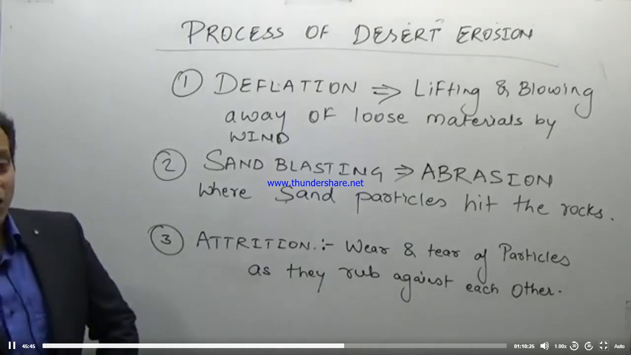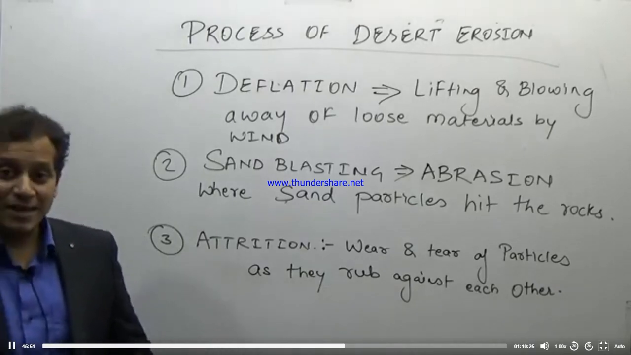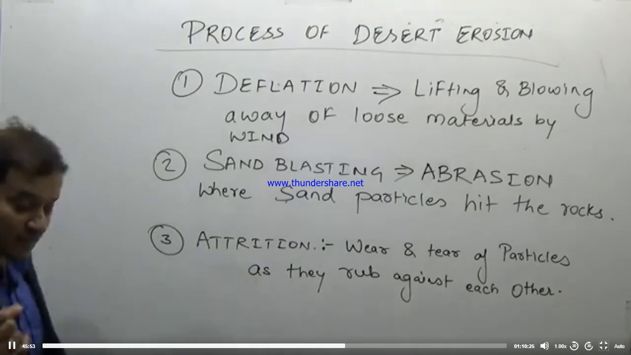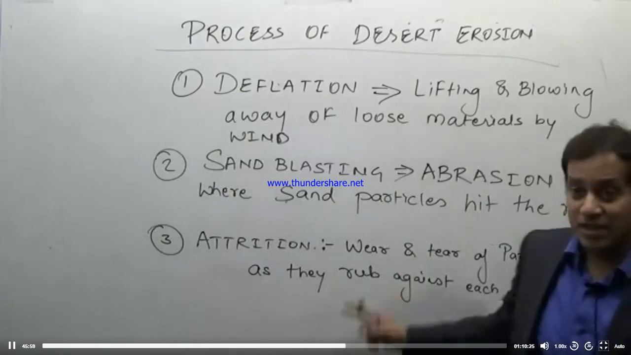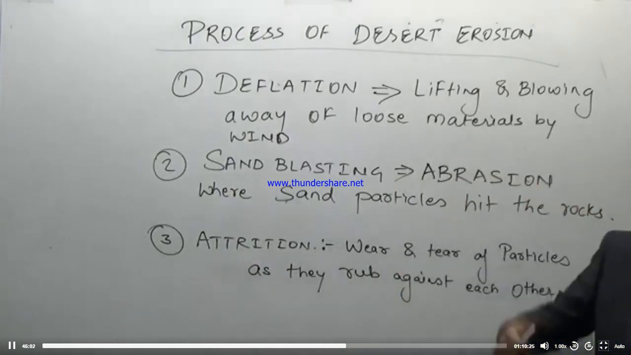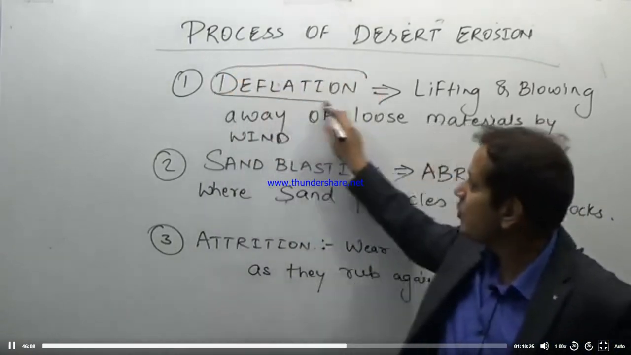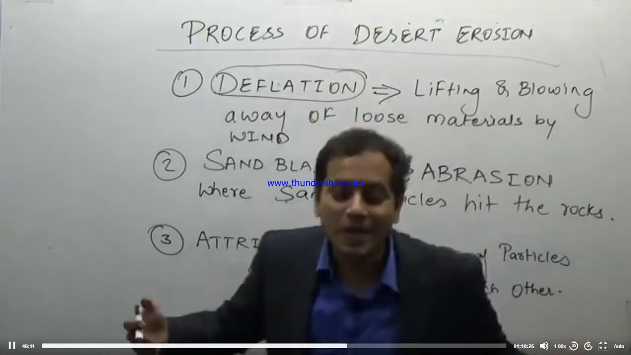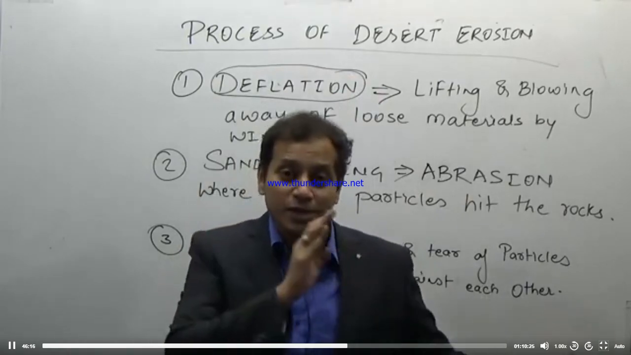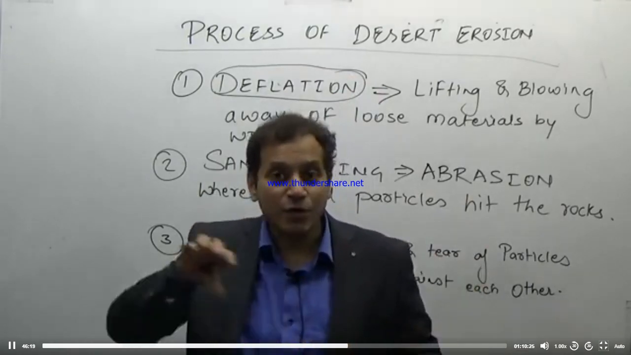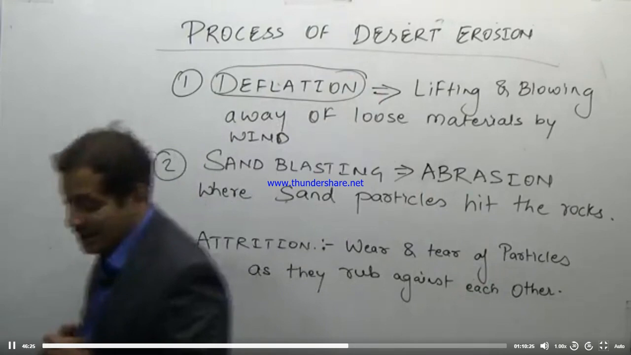Now you find the odd one out. Sand blasting or abrasion, was it present in the fluvial cycle of erosion? Yes, it is present even in the wind. Attrition, was it present in the fluvial cycle of erosion? Yes, it is present even in the wind. What is different here is deflation. What was different in the fluvial cycle of erosion was solution. Wind cannot dissolve, water cannot deflate. So remember, wind is associated with deflation, that is a different thing. Water is associated with solution. So these are the two different types of process of desert erosion.